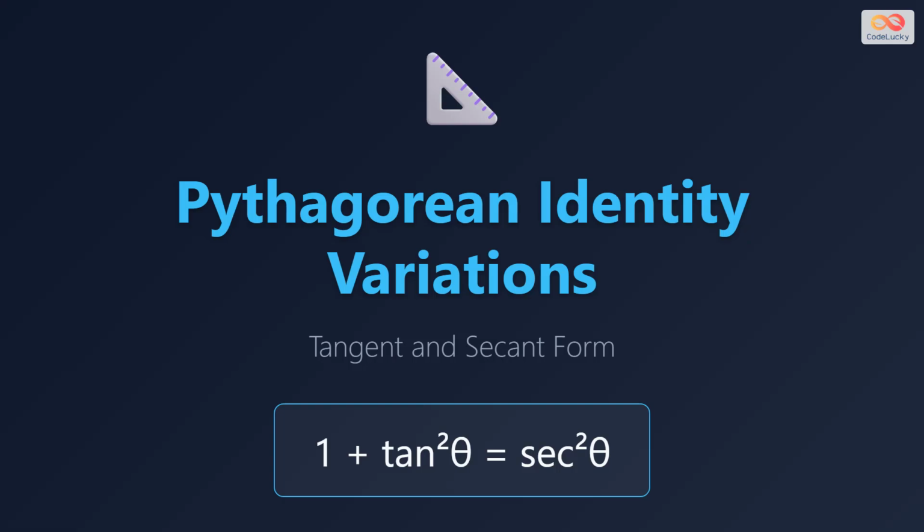Welcome to this trigonometry lesson. Today, we are going to explore a very useful variation of the Pythagorean identity. Specifically, we will learn how to derive the relationship between tangent squared and secant squared.